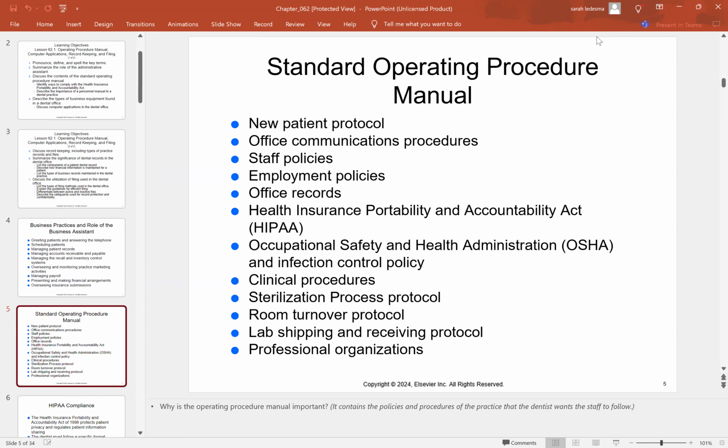Standard Operating Procedure Manual might include new patient protocol, office communication procedures, staff policies, employment policies, office records, Health Insurance Portability and Accountability Act, Occupational Safety and Health Administration and Infection Control, clinical procedures, sterilization process protocol, room turnover protocol, lab shipping and receiving protocol, and professional organizations.